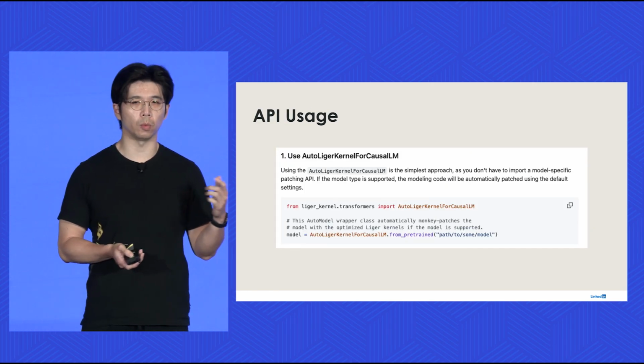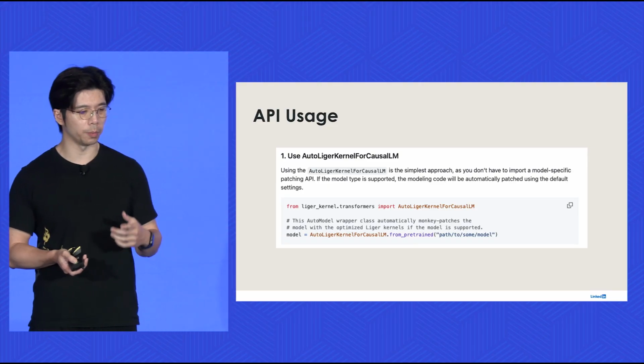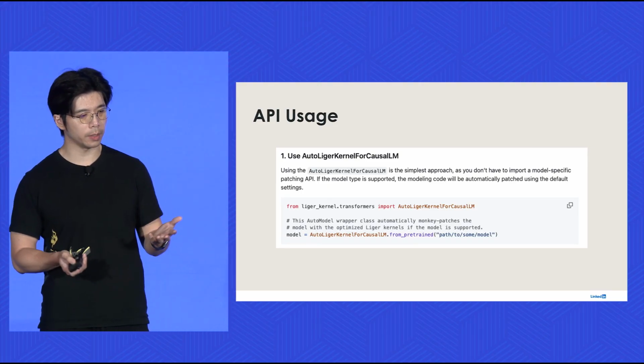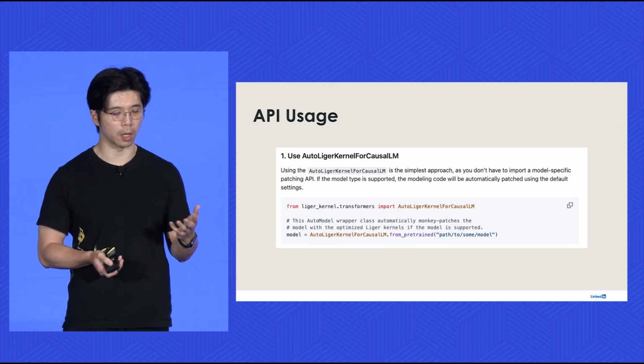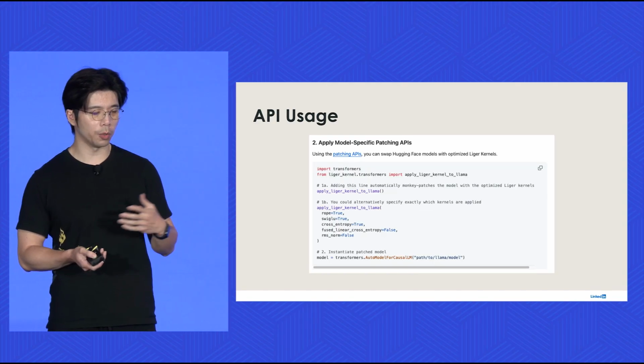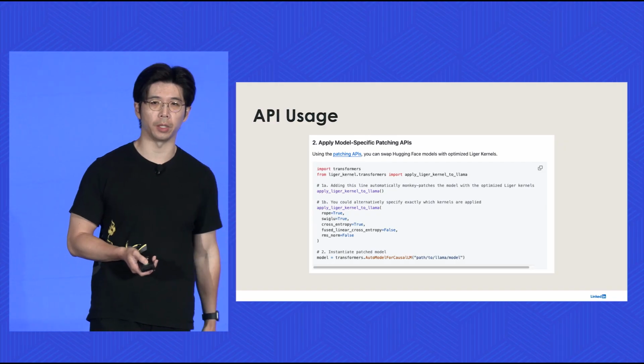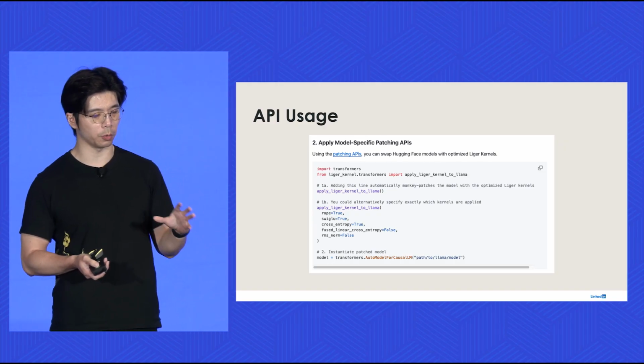Besides the one-liner change that we just talked about to make it work, there are also other ways. One way is you can load your model using the AutoLigerKernelForCausalLM. Or you can turn on and off each specific module in your transformers.